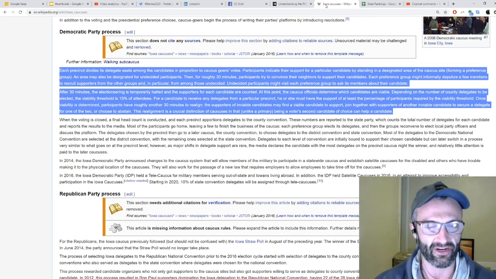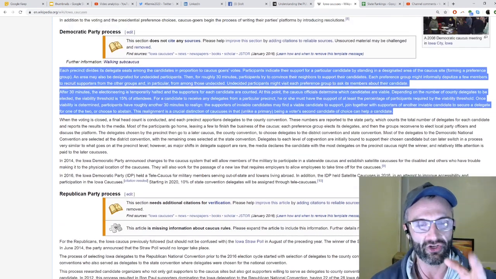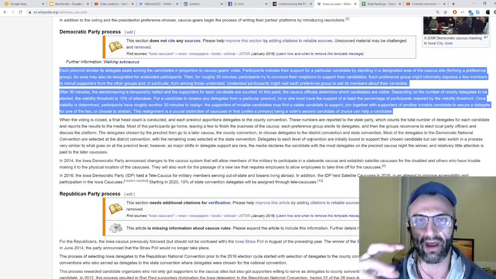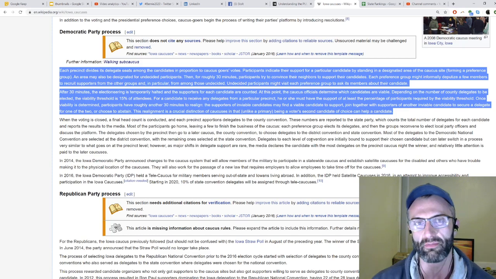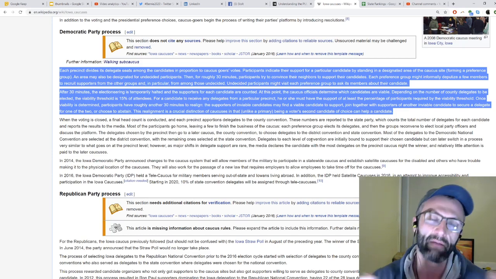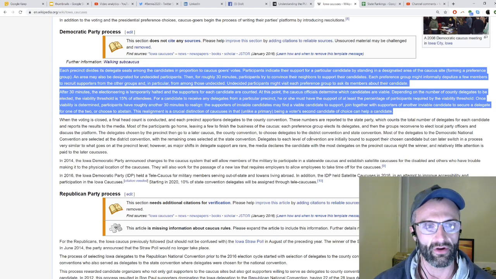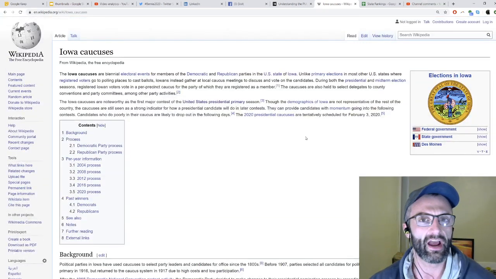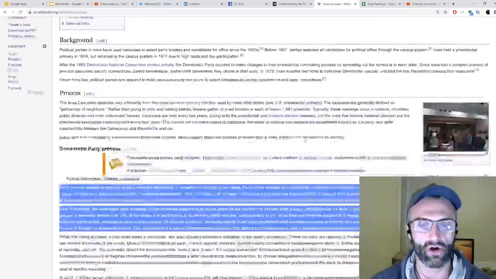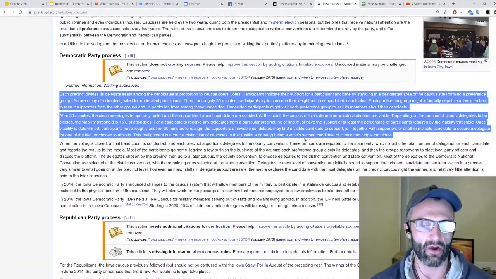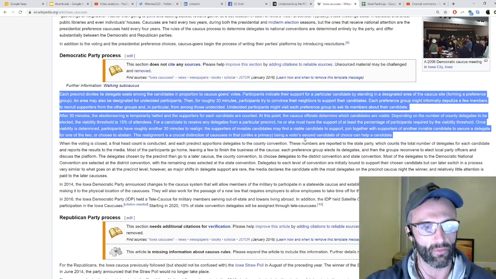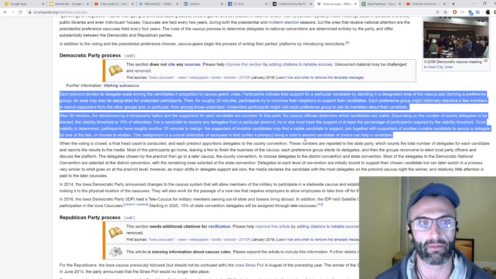Before I dive into the actual numbers, I want to show you something that when I first read it, it almost made me laugh. I'm just going to get into it. So what we have here is Wikipedia. This is the Iowa caucuses. This is how it's done in Iowa. There's primaries and there's caucuses. Those are two separate things. So I'm just going to read you what the democratic process is.